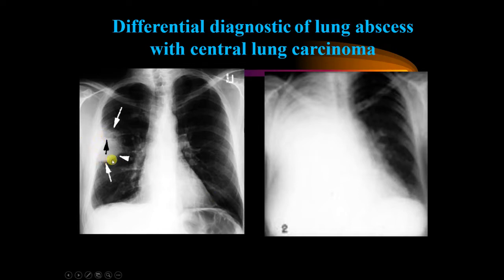On this picture you can see the abscess with the horizontal level of the gas inside of the abscess, and here you can see the complete atelectasis of the right lung, because the central cancer is blocking the passage of the air and leads to the formation of complete atelectasis of the right lung.